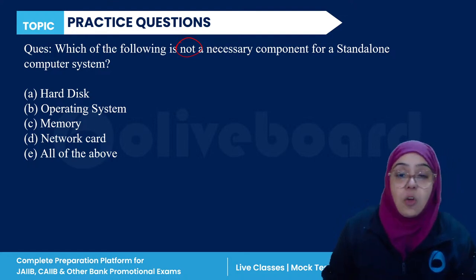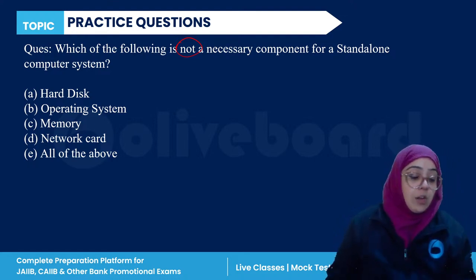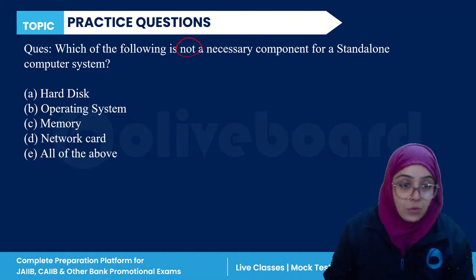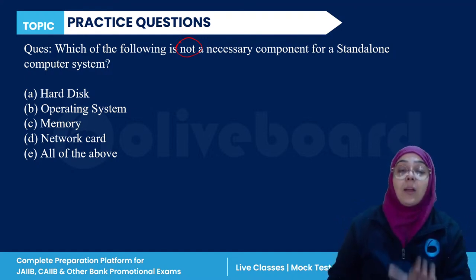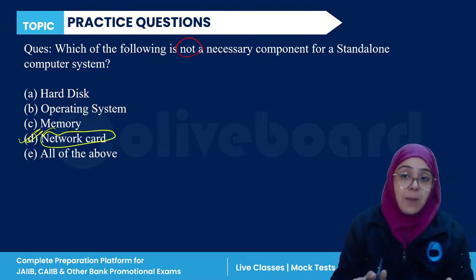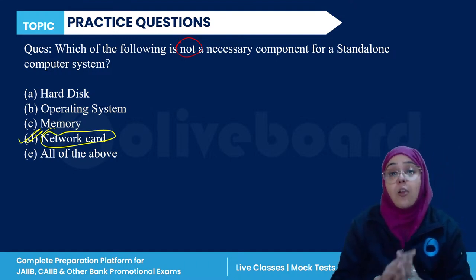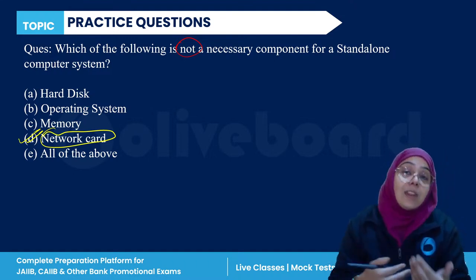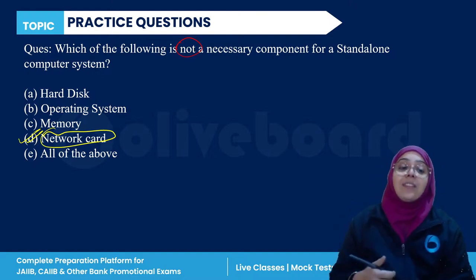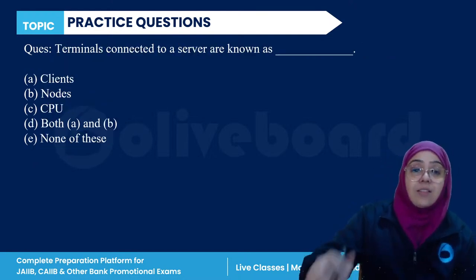Okay, let's talk about which of the following is not a necessary component for a standalone computer system. A standalone computer system functions without a network card. So this is not a necessary component for a standalone computer because every system is inbuilt within itself. So this is the correct answer. D is the correct answer.